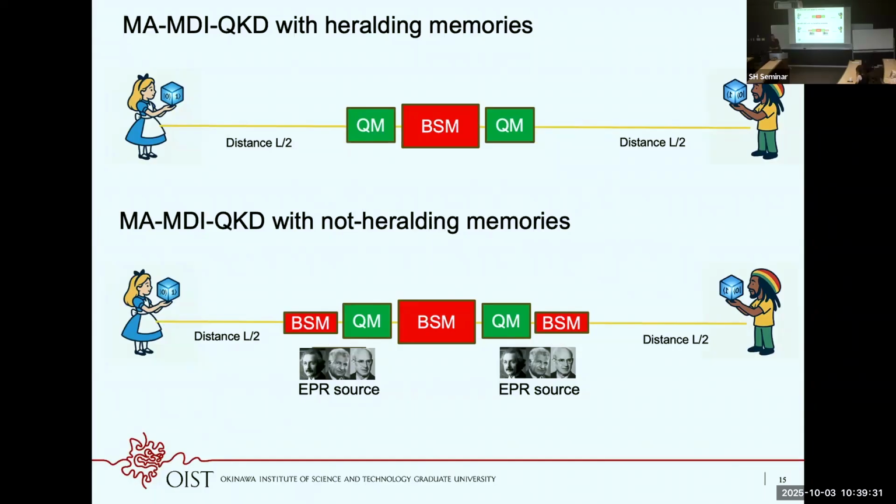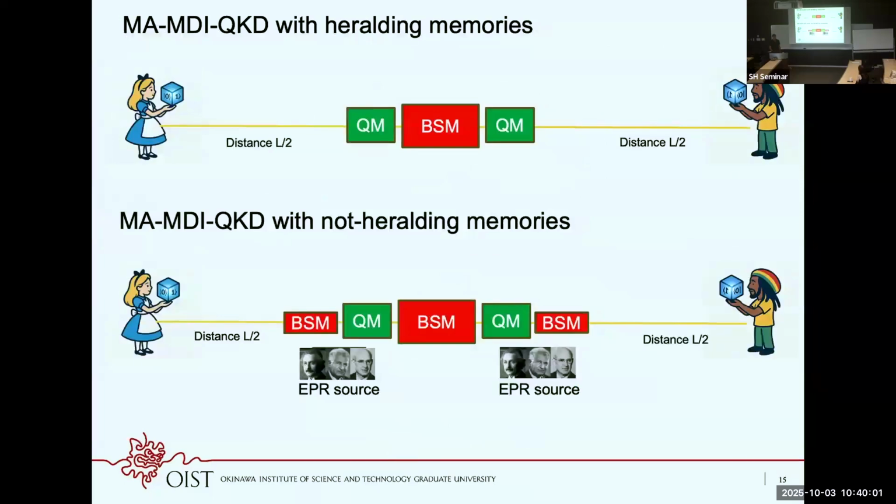So after this Bell state measurement, if it is successful, the state sent by Alice will be stored into the quantum memories. I'm not sure, but I think entanglement swapping was already explained yesterday. That's basically an entanglement swapping procedure.